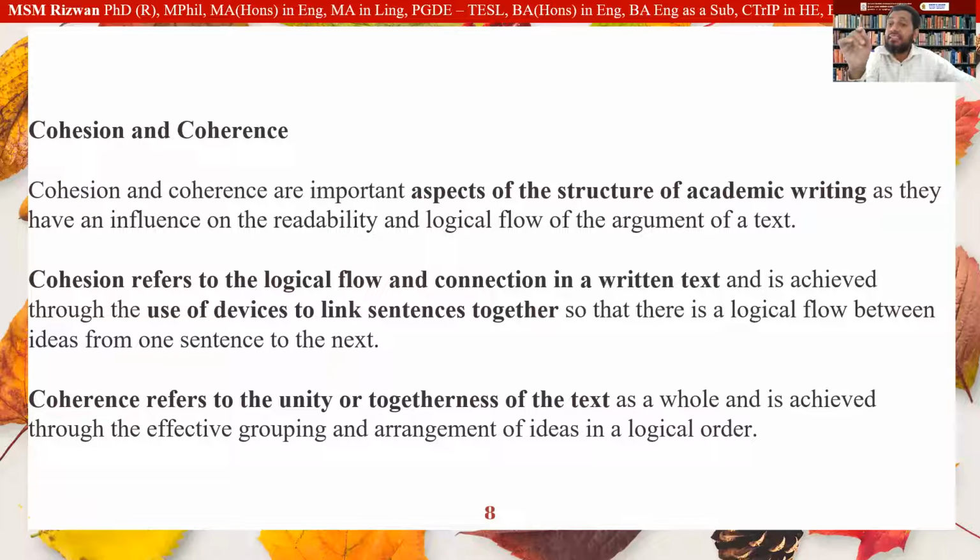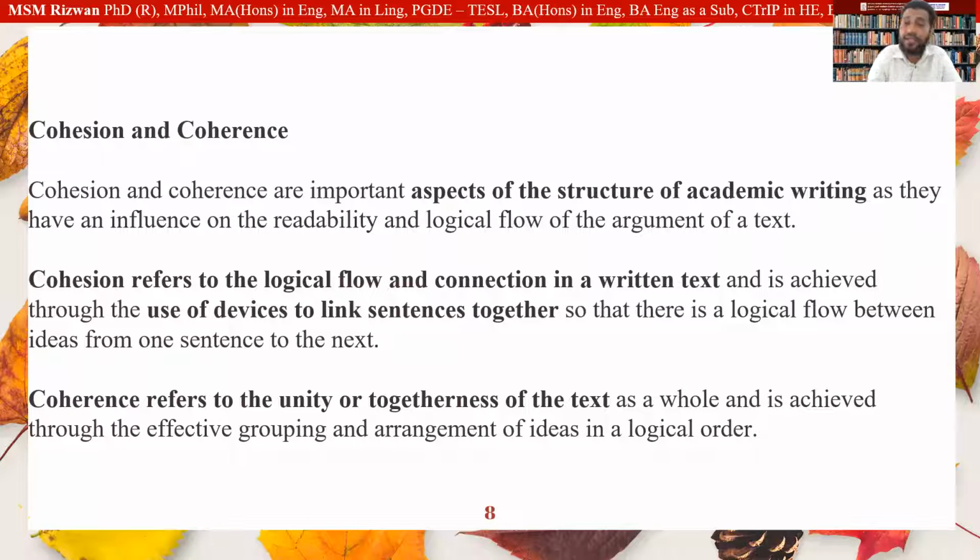Here, you can understand what cohesion is. Cohesion and coherence are important aspects of the structure of academic writing. So keep in mind these terms, cohesion and coherence. Whenever you happen to write for academic purposes, you have to know about cohesion and coherence. They too have an influence on the readability and the logical flow of the argument within a text. In the development of the paragraph, their influence is a key element.